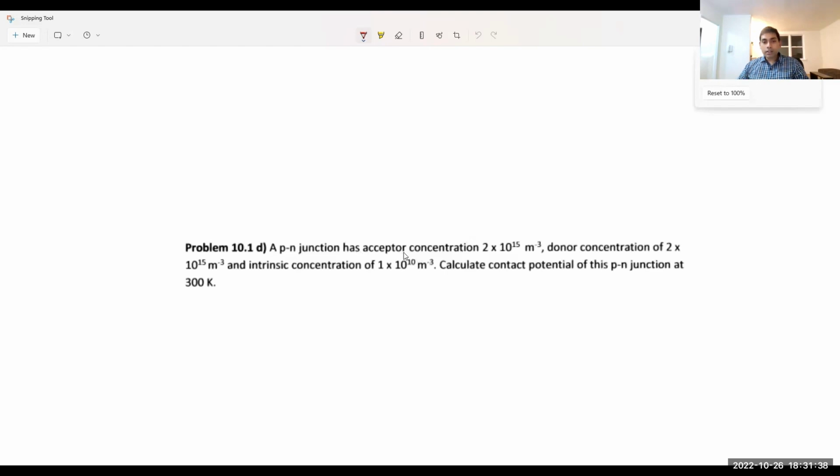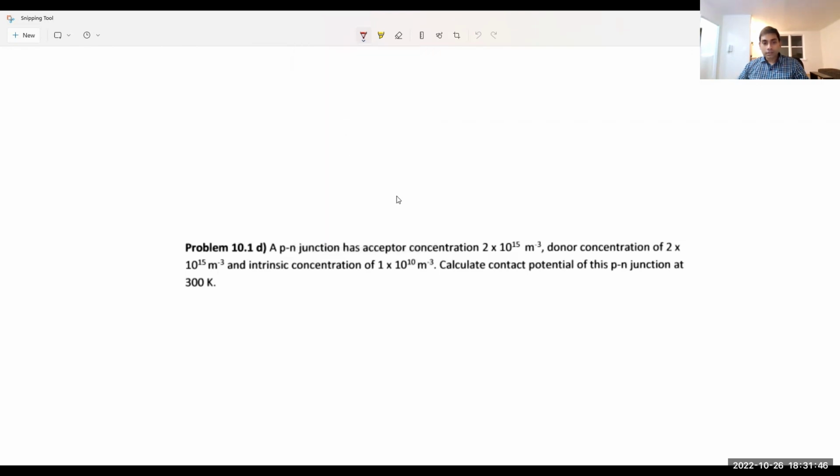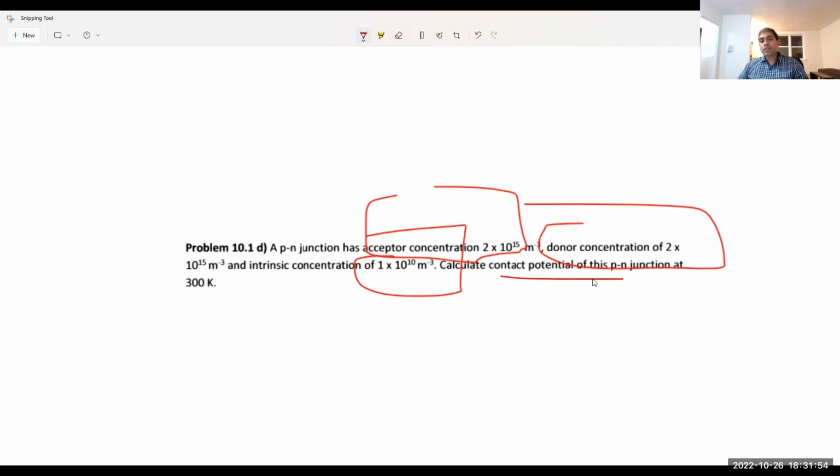So now they're saying the concentration of acceptor is this, and the concentration of donor is this, and the intrinsic concentration is this. So they're asking you to calculate the contact potential. I gave you the equation already, so you just have to use that to solve it. Okay, so how about I give you 5 minutes now?